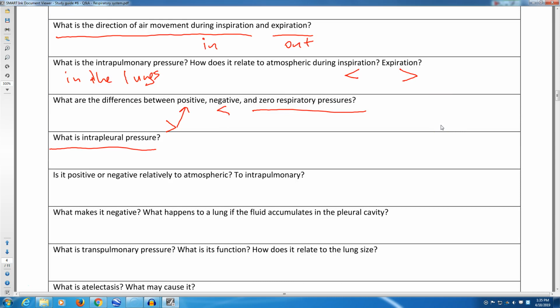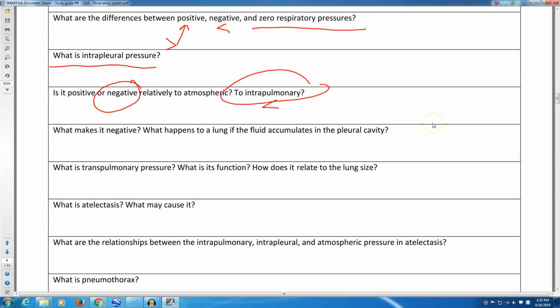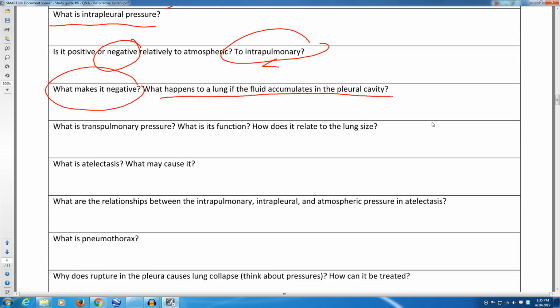Intrapleural pressure is the pressure in the pleural cavity. It is negative relative to atmospheric, and it's lower, or more negative, than intrapulmonary. It is negative because of the elastic recoil of the lungs and expansion of the thoracic cavity. If fluid accumulates in the pleural cavity, that increases pressure on the lungs and may lead to lung collapse.